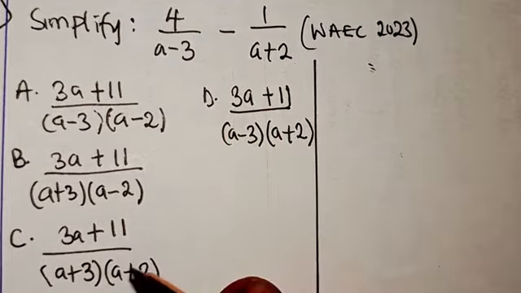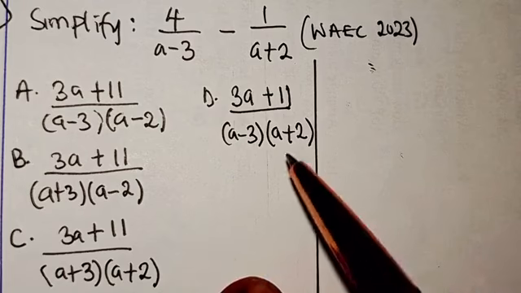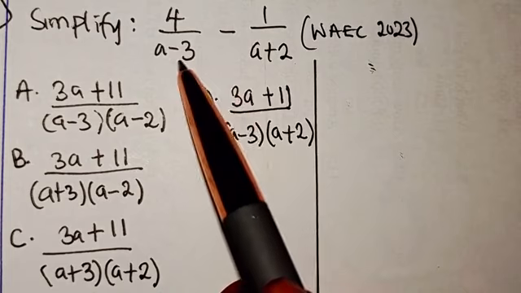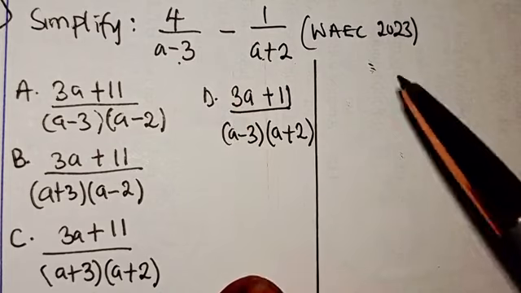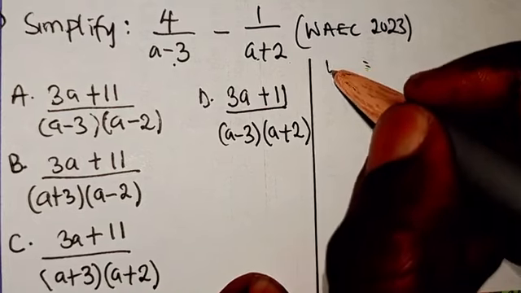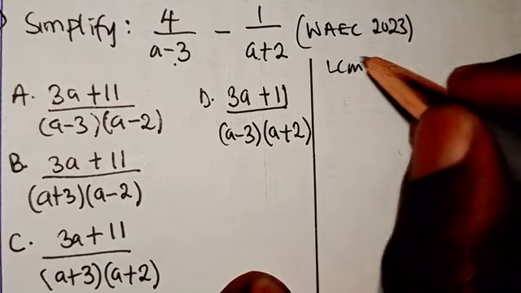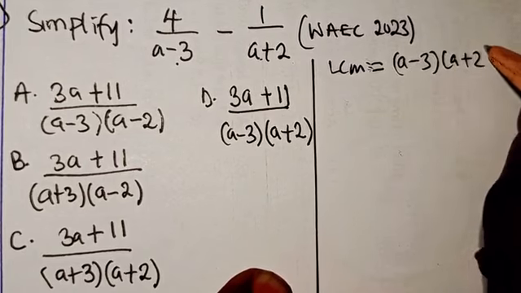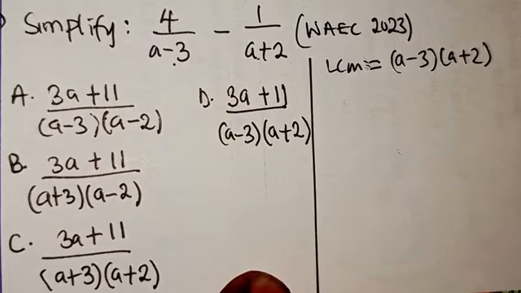So when you look at this, from the options, you can actually get your answer, because when you have this, you are going to multiply the denominators together. That will be our LCM. So the LCM is, when you multiply a minus 3 and a plus 2 together, that would be our denominator all through.